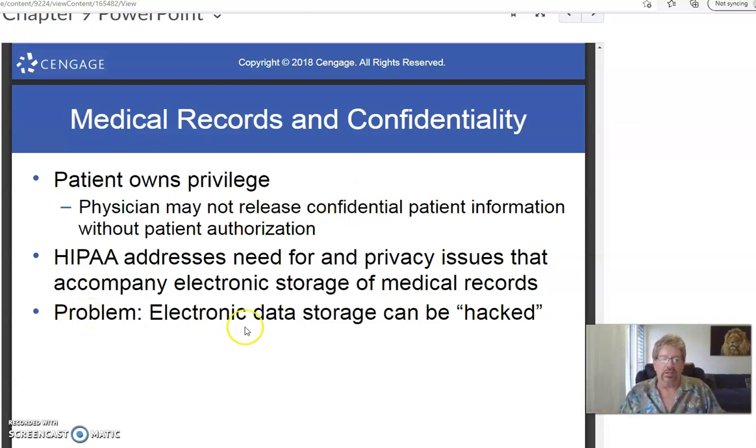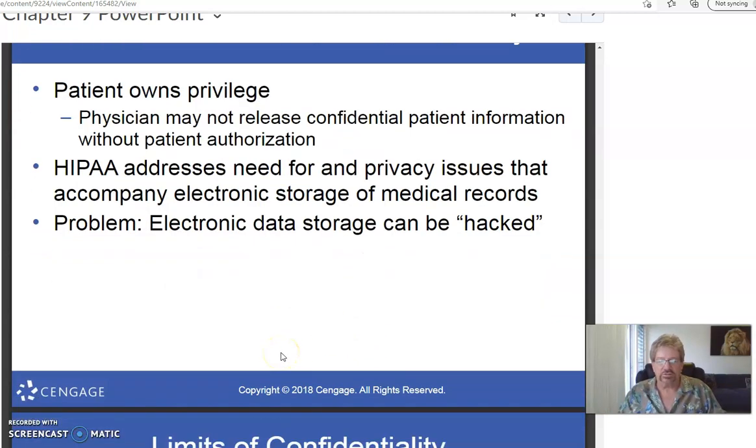Okay? HIPAA addresses need for and privacy issues that accompany electronic storage of medical record. The problem is electronic data can be hacked. Yes, it can. It can be lost. It can change. It can be affected by electromagnetic changes and, you know, stuff like that.